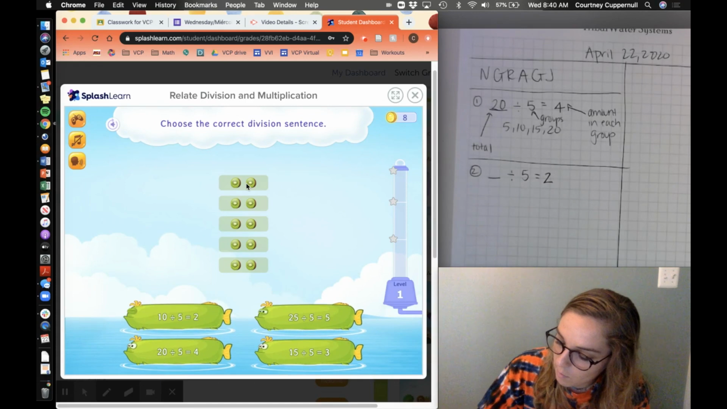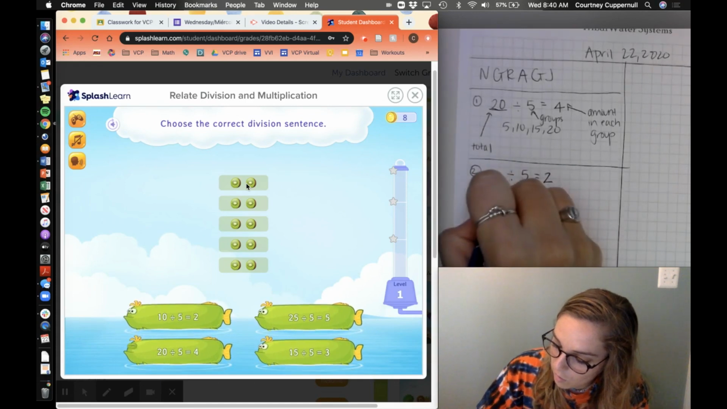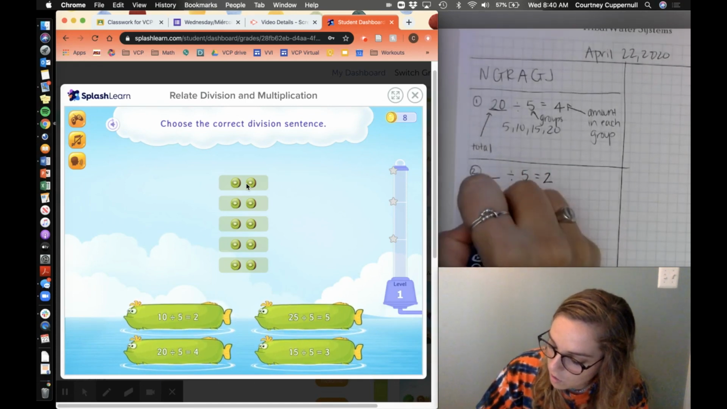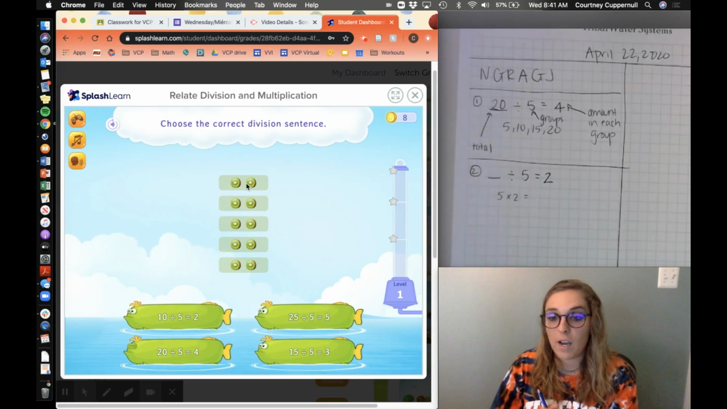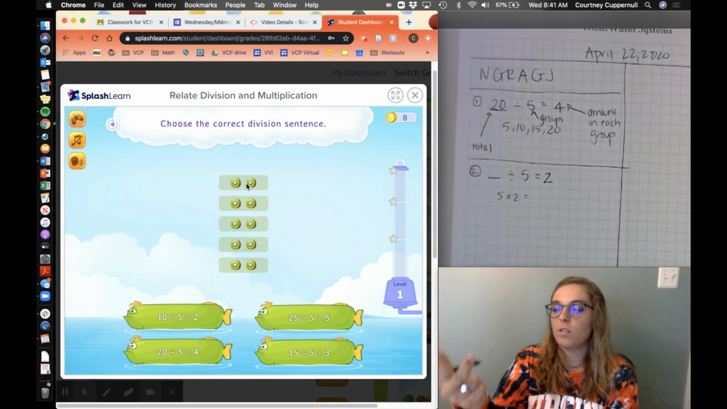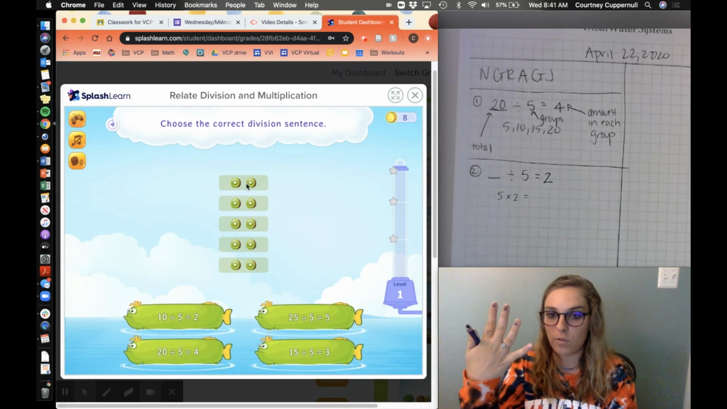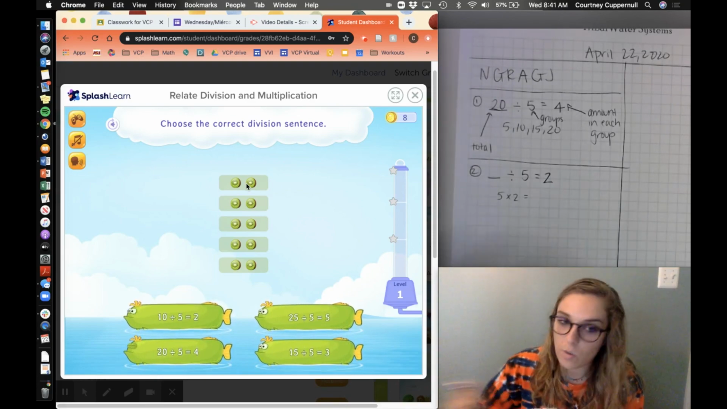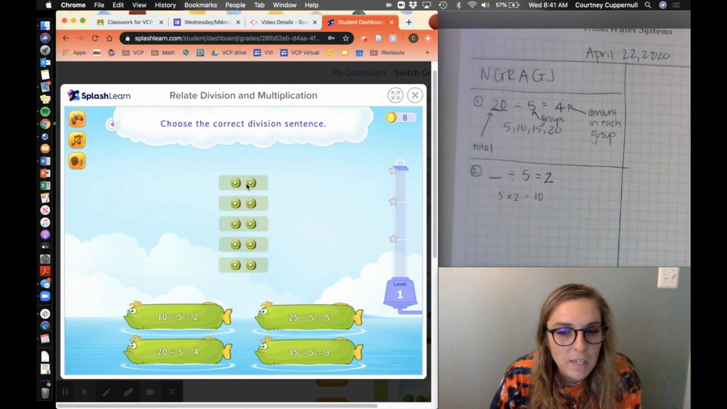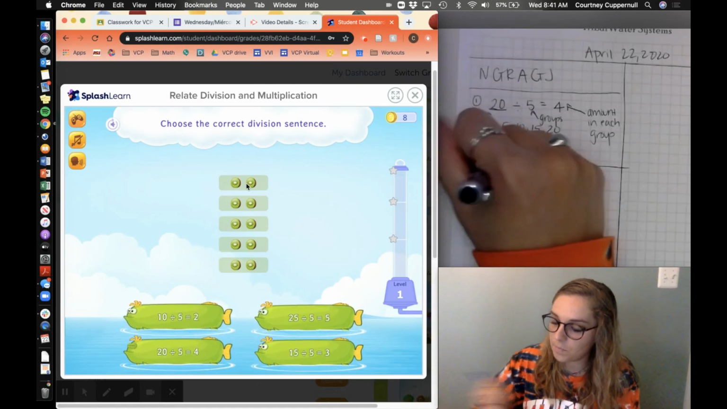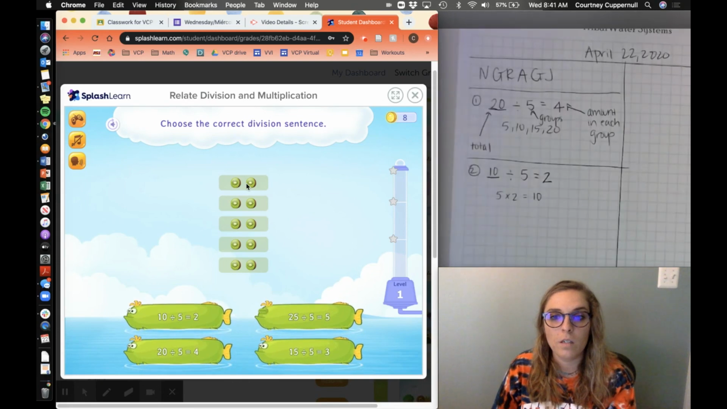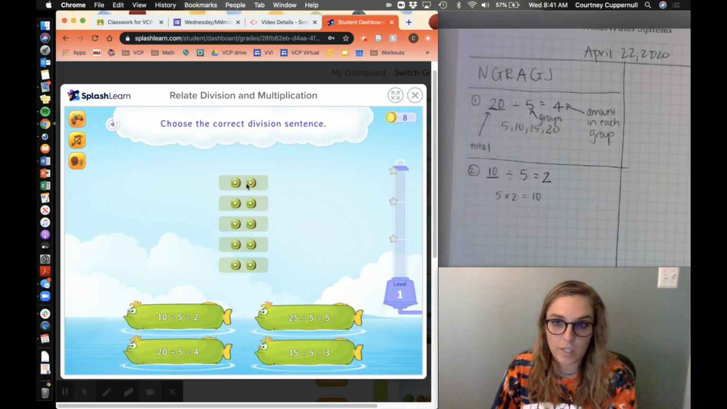Thinking about this like a multiplication equation would be really helpful, because 5 times 2 equals, I know that's 5, 10. If I do 2 groups of 5, or I go 2, 4, 6, 8, 10 for 5 groups of 2 equals 10. So I know there's a total of 10. I think those are kiwis. Those look like little kiwi fruits. So this is 10 kiwis split into 5 groups equals 2 in each group.